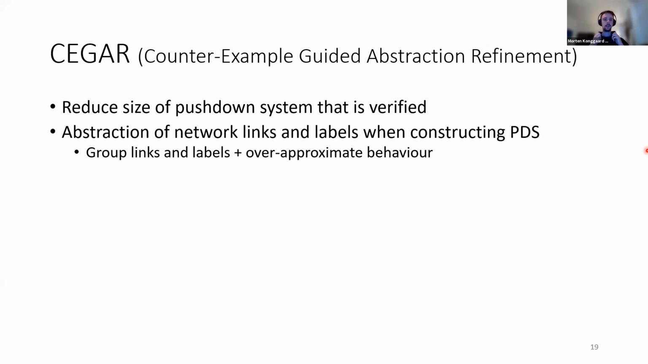Finally, we use this technique called CEGAR, counterexample guided abstraction refinement, and it helps us reduce the size of the pushdown that we analyze reachability on. And of course, if the pushdown is smaller, then reachability analysis is faster. The way we do abstraction is that we group together links in the network, and we also group together labels, and then we do an over-approximation abstraction so that if any of the individual links or labels in a group would cause a rule to be in the pushdown, then there's also a rule between these abstract states.